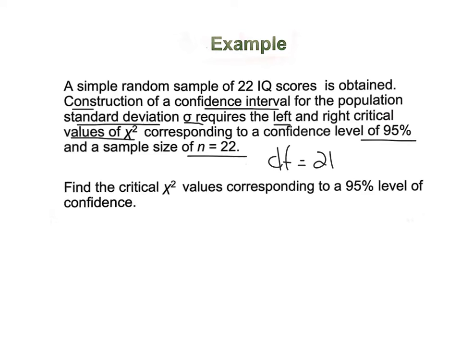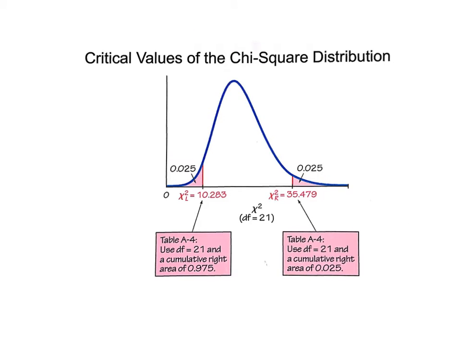And when you think about the chi-square distribution, 95%, just like before, is going to have 0.025 on one side and 0.025 on the other side. It's just not symmetric. Here's the picture. There's the chi-square distribution. Notice I have the 0.025 here and a 0.025 here.